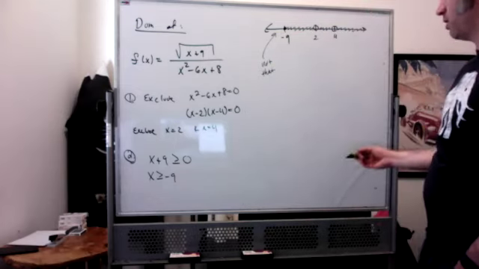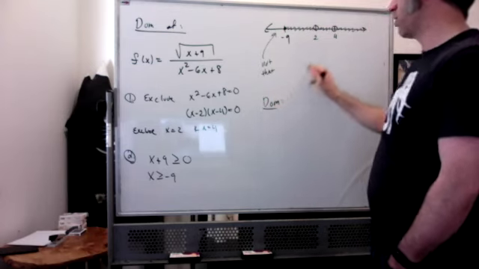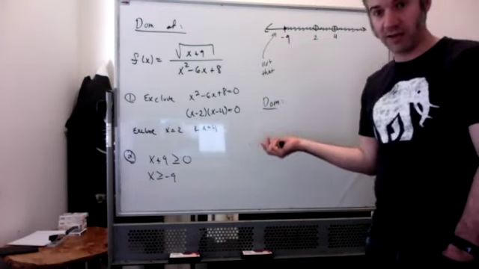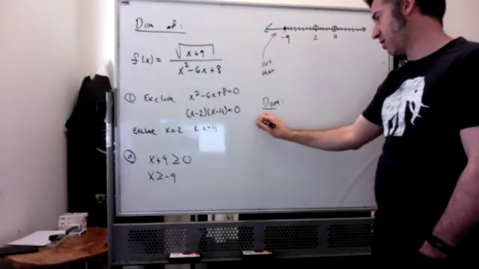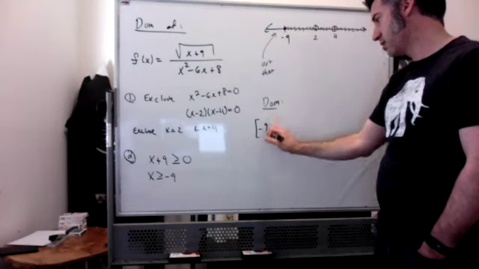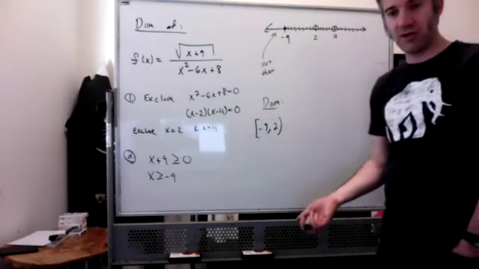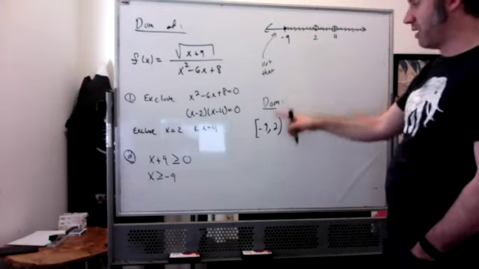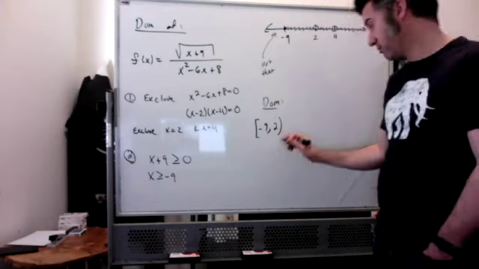So my domain here, and again, we're always trying to write it from left to right. The leftmost thing I have is negative 9, so it's going to start at negative 9. And then it's going to go up to 2, but at 2, I have a break. So don't include 2. Including negative 9, I write a bracket. Excluding 2, I write a parenthesis.